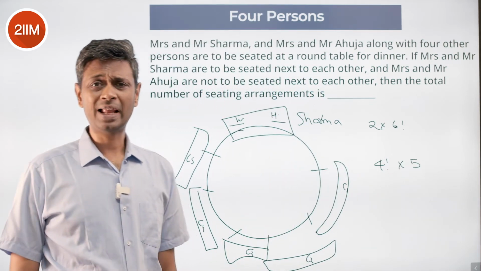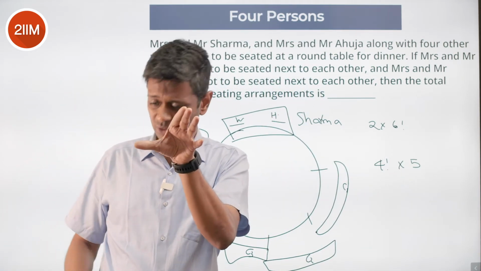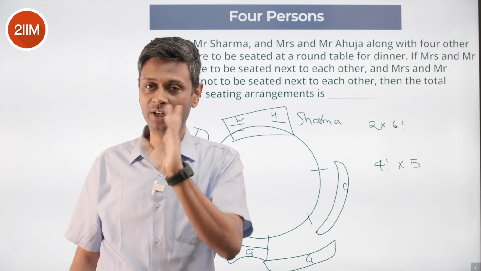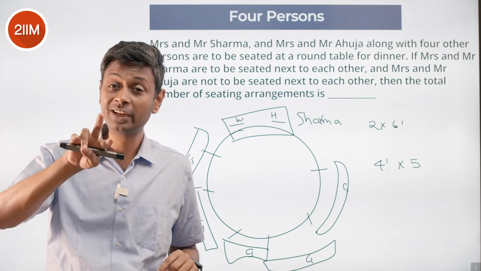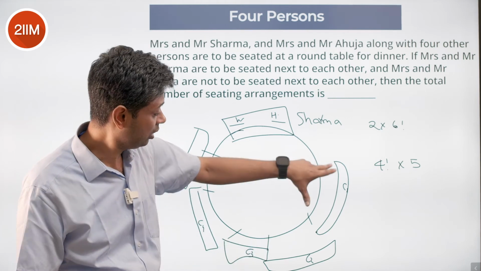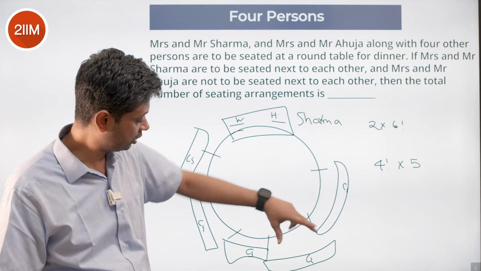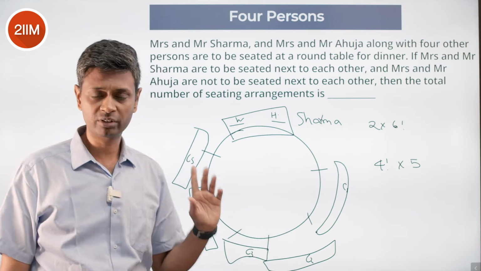Why 4 factorial? After I have put Mrs. and Mr. Ahuja, 4 seats are remaining, 4 people, 4 factorial ways. Why 5? Mrs. and Mr. Ahuja could be seated next to each other in 5 different combinations: 1 and 2, 2 and 3, 3 and 4, 4 and 5, 5 and 6.